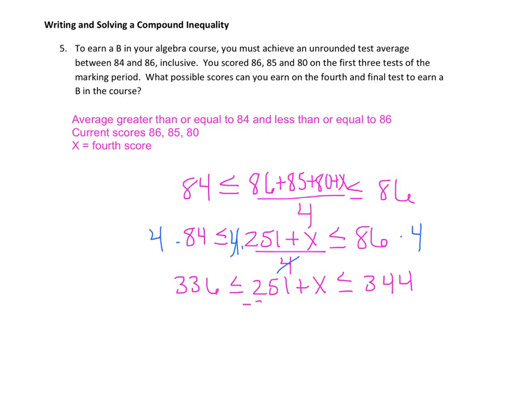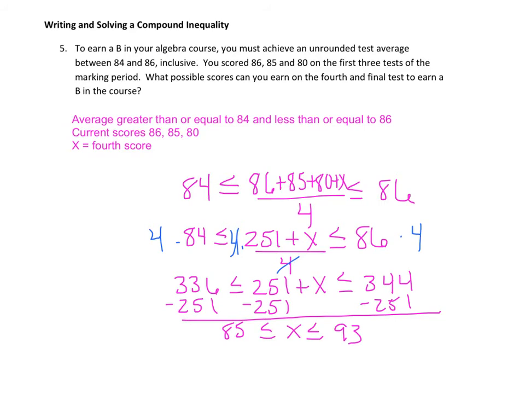We'll subtract 251 from both sides, and we are left with 85 is less than or equal to X, which is less than or equal to 93. Now this is a word problem, so we do need to come up with word answers. So test scores must be between 85 and 93 inclusive. Again, that tells us that it can be 85 or 93.